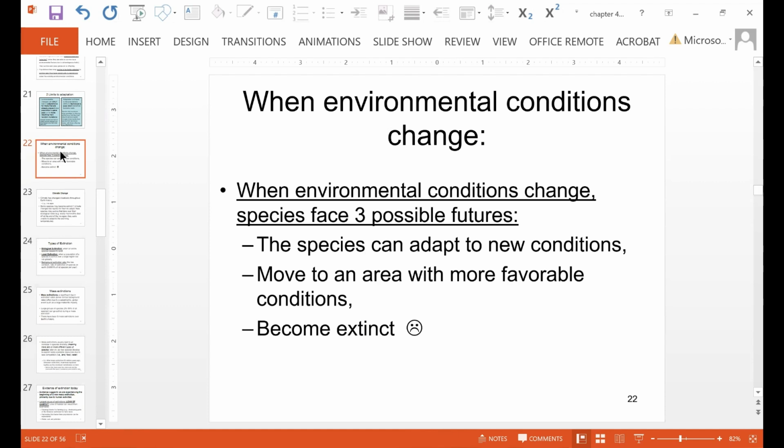When environmental conditions change, species face three possible futures. The species can adapt to the new conditions. They can move to an area with more favorable conditions, or they can become extinct.